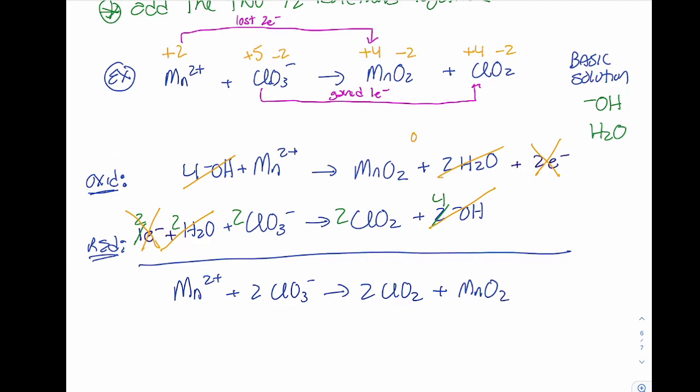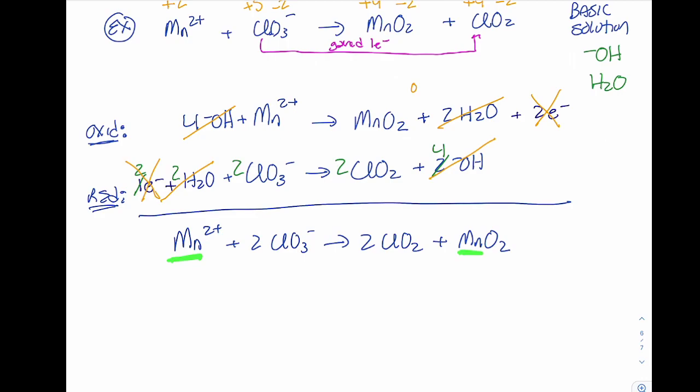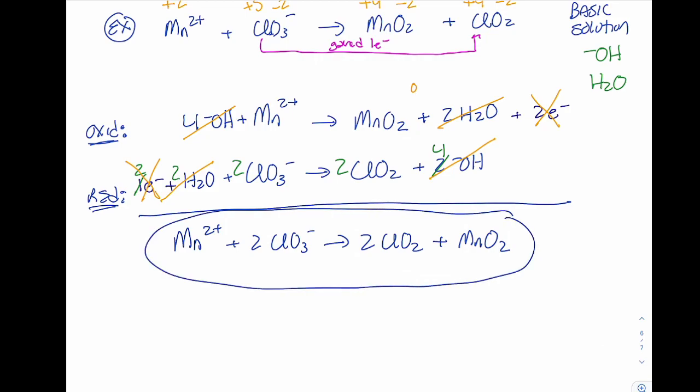And then I would always double check this for both atoms and charge. So 1 manganese, 1 manganese, 2 chlorine, 2 chlorine, 3 oxygen times 2 is 6 oxygen. And then 2 times 2 is 4, plus 2 more is 6 oxygen. So my atoms balance, and then net charge: here I have a +2, and 2 -1s, so that's 0 total over here. And then no charge and no charge, so 0 also over here. So this would be my balanced equation.